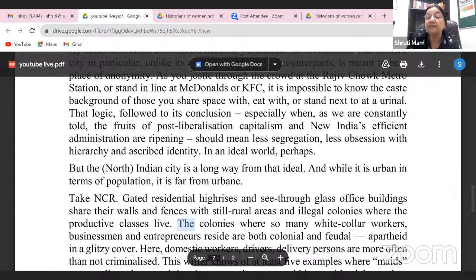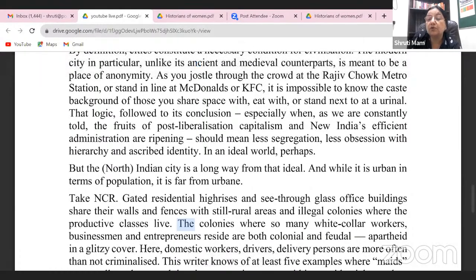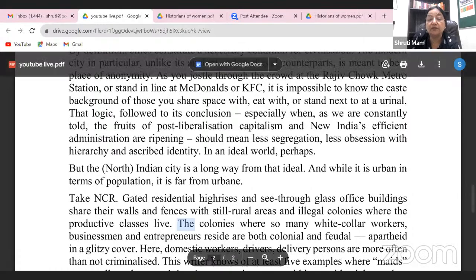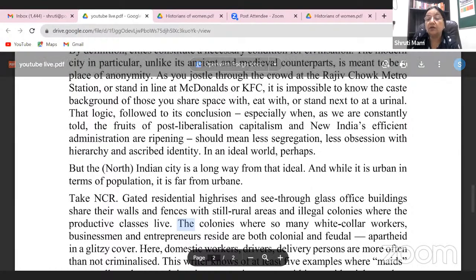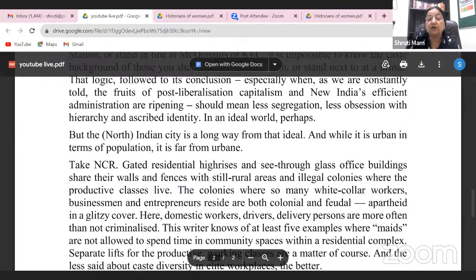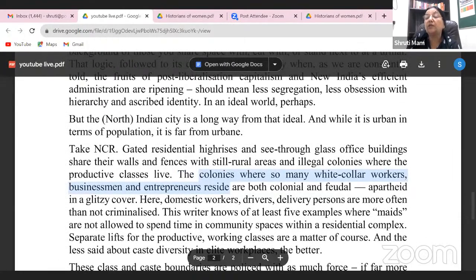Gated residential high-rises, see-through glass office buildings, share their walls and fences with still rural areas and illegal colonies where the productive class live. The colonies where so many white-collar workers and business entrepreneurs live are both colonial and feudal. Can you see this author's conclusion? They are both colonial and feudal. Apartheid, that is segregation in a glitzy cover.